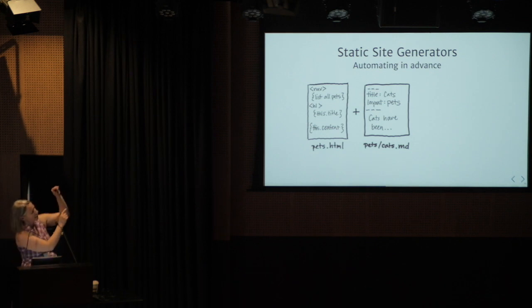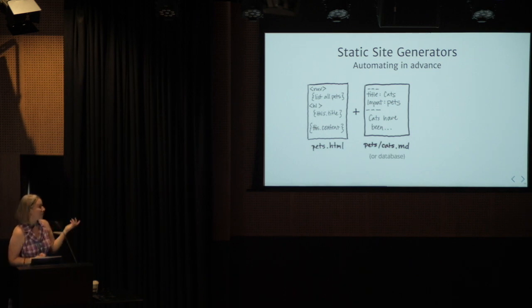And it has these little dashes at the top. They call it front matter. It says, okay, at the top of this file, the title of this is cats, and the layout I want to use is pets, and it's referring to that template. And then I have my content down below after those dashes. There are some conventions happening in that page. Or sometimes you might actually be using a database for the static site generator too, or you might be using both in combination.